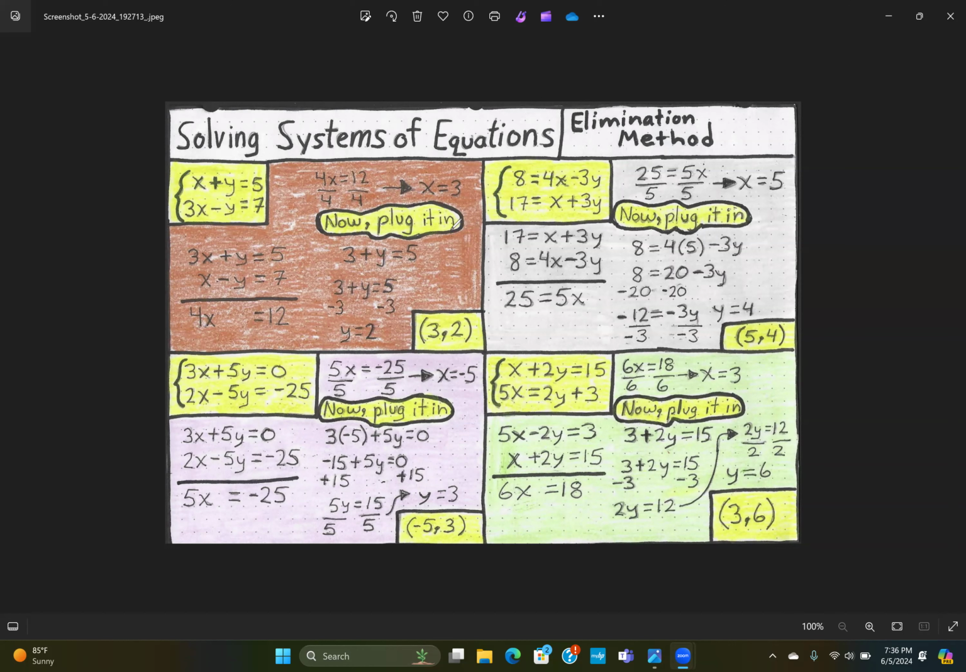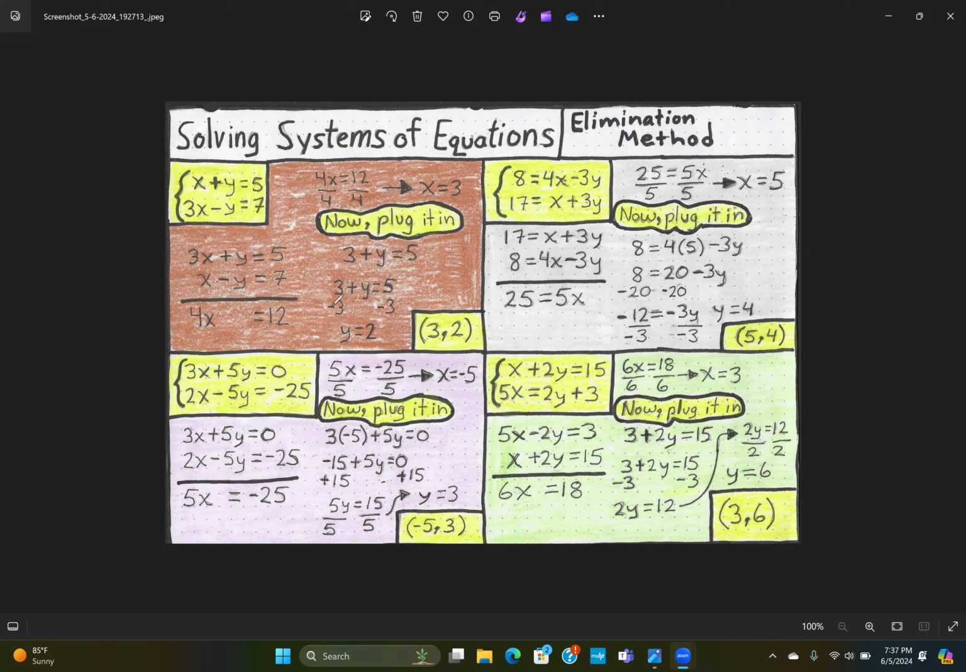And the good news is that we can plug in 3 wherever we see an x in the easiest equation. So let's pick this one right up here. I like that because it's so easy. x plus y is equal to 5. And so instead of saying x plus y is equal to 5, why not say 3 plus y is equal to 5? And the question is, what number plus 3 would give me 5? Yes, you got it. The answer is 2, right?